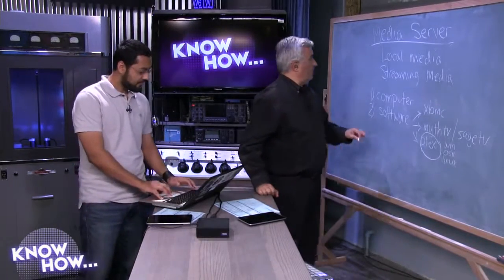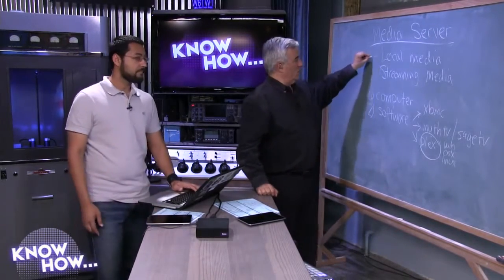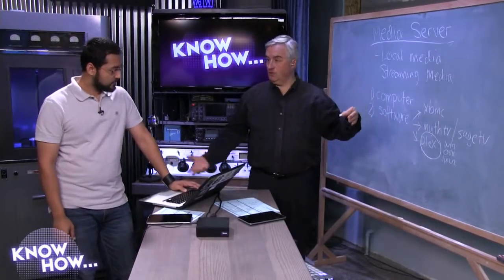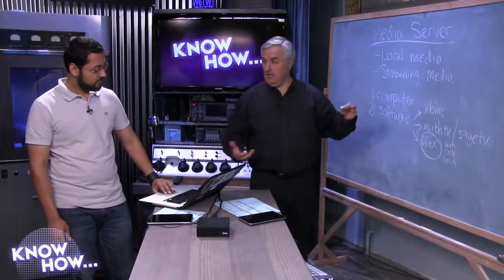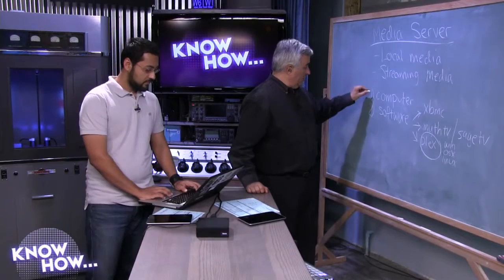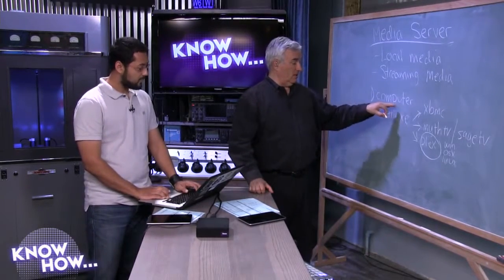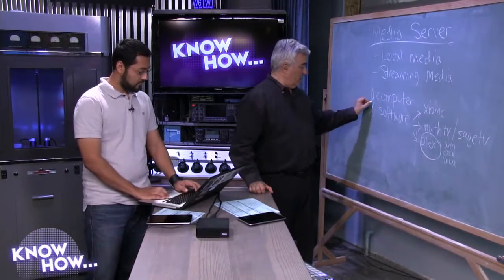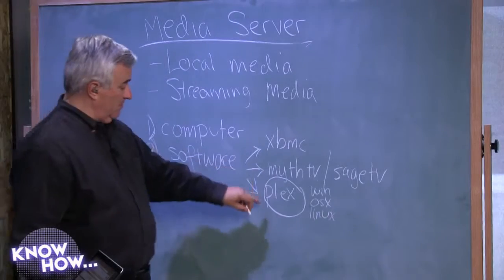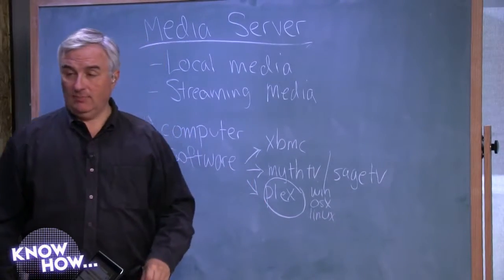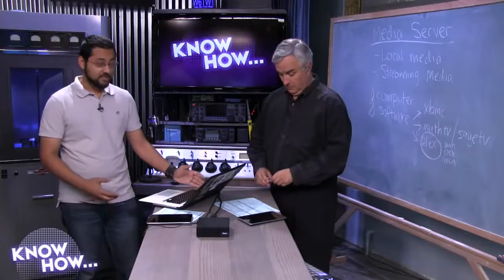So let me just recap. We're going to make a media server to store local media, movies, pictures, music, and also to stream media from the internet. There's a broad variety out there. We'll need two things. We'll need a PC, and it can be an old box. It could be a Linux, Windows, or Mac box, and we'll need software. We've looked at a bunch, but today we're going to show you how to use the most popular, which is called Plex. We're going to install Plex right now.